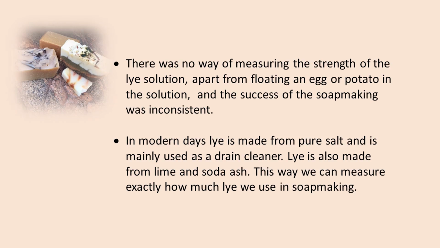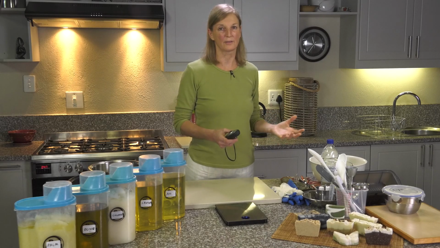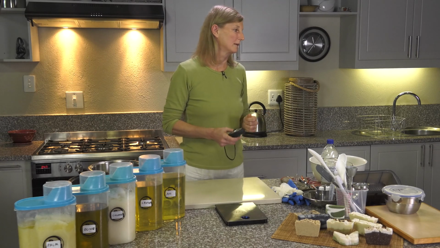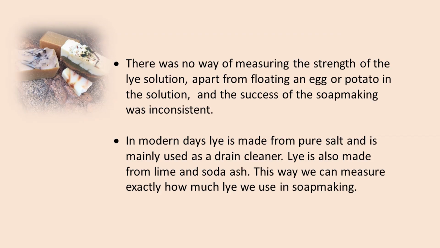Now this method was unfortunately not very consistent. If you used a different kind of wood, the lye would be either stronger or weaker, so it wasn't very consistent. That's why they started to make a chemical lye, so that it would be more consistent. The only way that you could, in the old days, know whether the lye was right or not was to put an egg or a potato in the solution and see whether it floats. But still, that wasn't good enough.